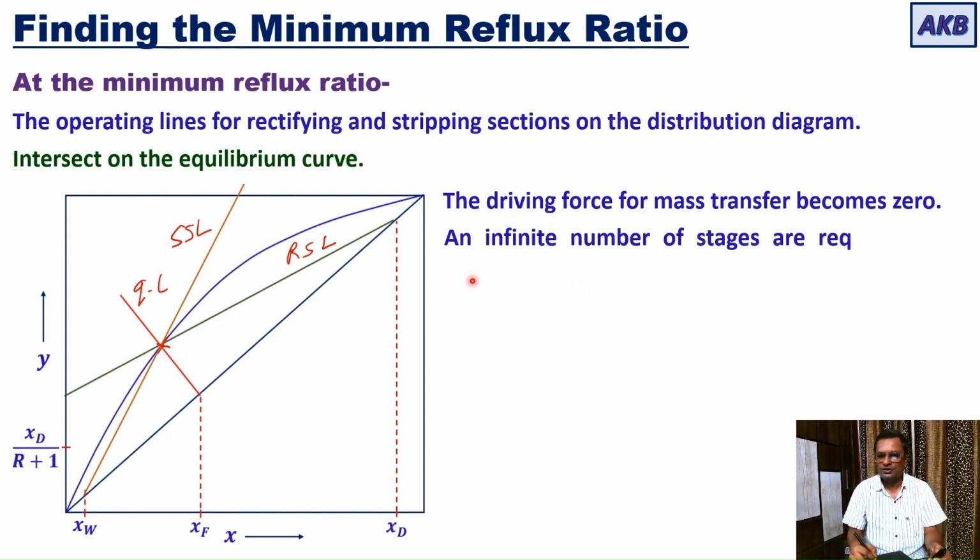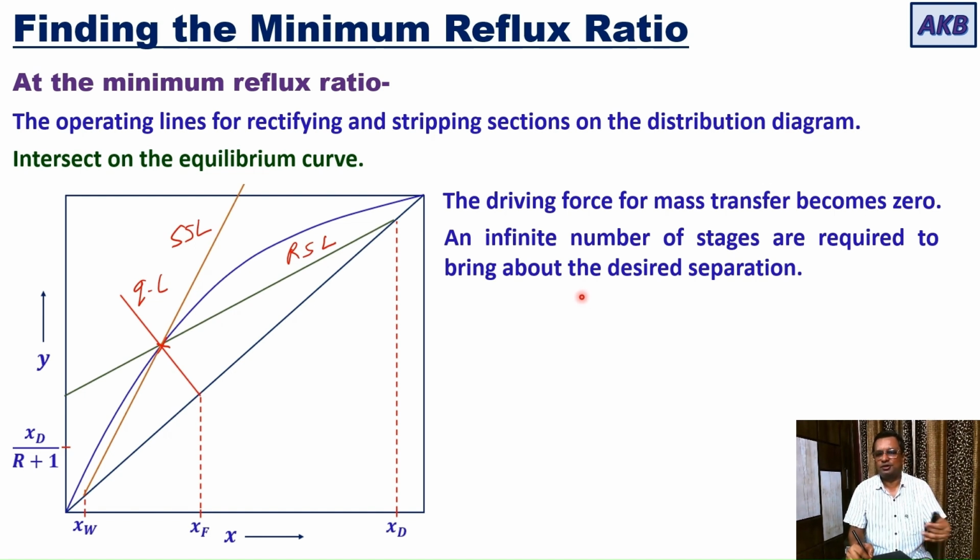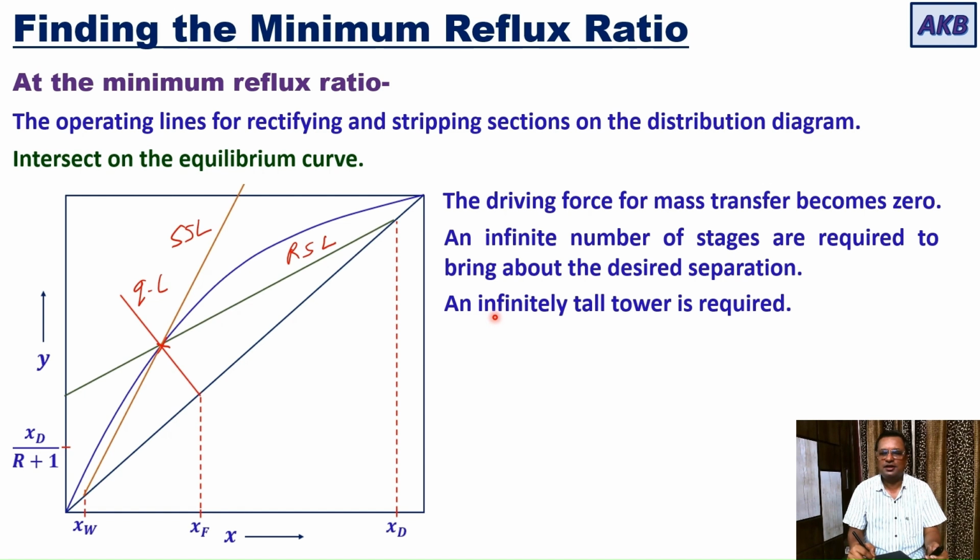And therefore, in such a situation, we will need an infinite number of stages to bring about the desired separation. The desired separation will be possible only when you have an infinite number of stages in the operation. And to accommodate those infinite number of stages, an infinitely tall tower will be required.